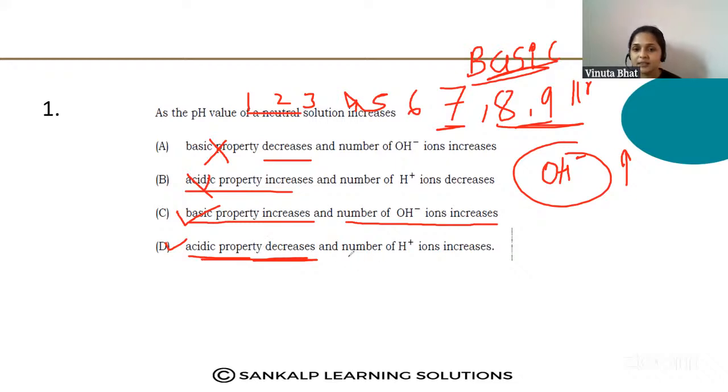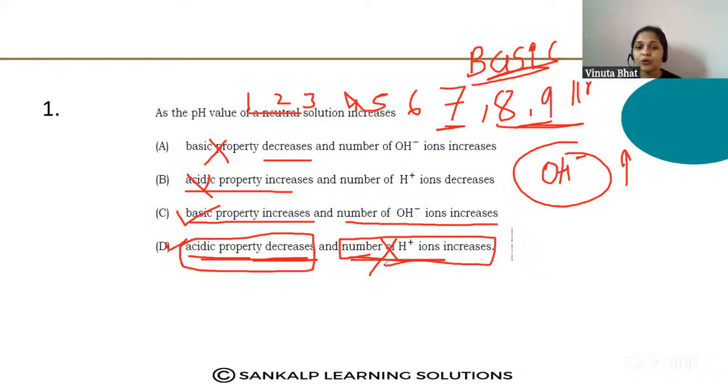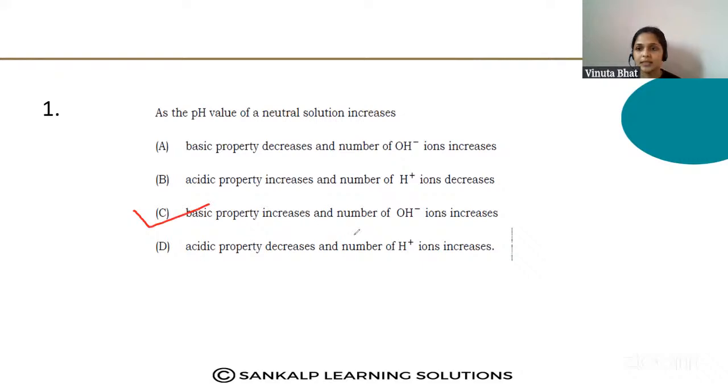See the second sentence in option D, number of H plus ions decreases. No, when the number of H plus ions increases, the acidic property of the solution increases. So this is the wrong sentence. Acidic property is decreasing, but the number of H plus ions does not increase here. The number of OH minus ions increases. So option C is the correct answer. Option C.